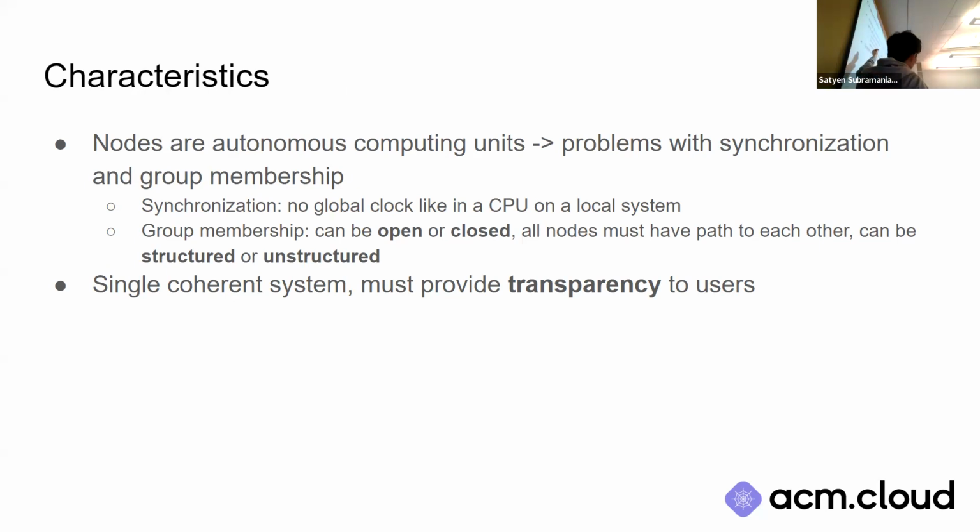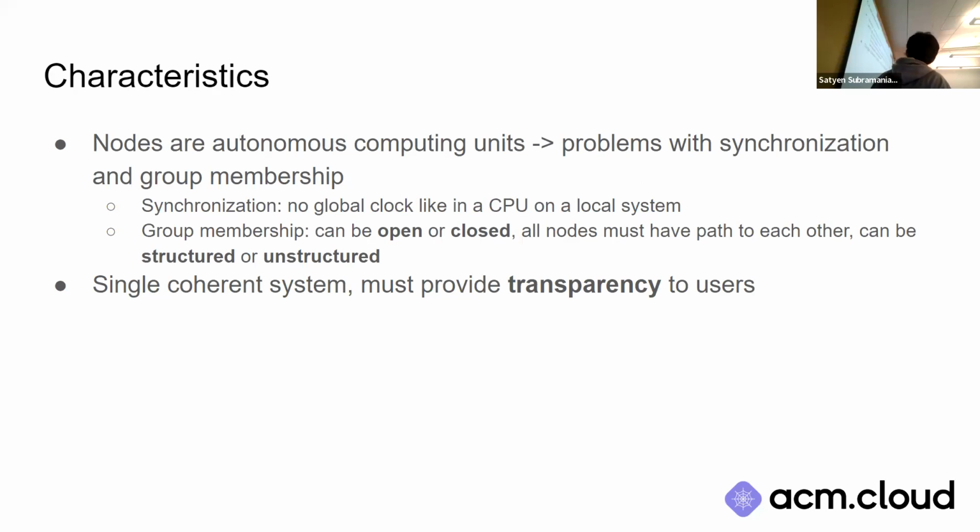However, there's no guarantee of atomicity for your operations when you're using a lot of autonomous units. You can send multiple messages, and they can come back with different values from different nodes. And we don't have a global clock like on a CPU in a distributed system. There's also an idea of groups, which means which nodes are connected to each other and how a different node enters a group.